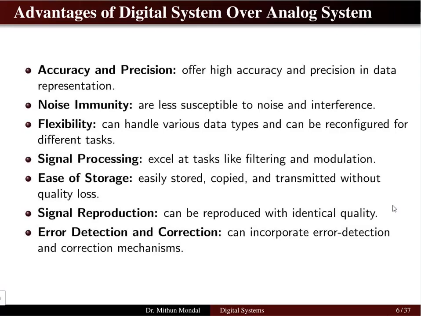So there are numerous advantages where the digital systems gain advantage over the analog systems. When we talk about the accuracy, the precision, the noise immunity, and it is more flexible because it can handle various data types and can be reconfigured for different tasks. Hence, for all signal processing instruments nowadays, whether it is the filtering or the modulation of the signal, it is being done with the help of the digital systems.